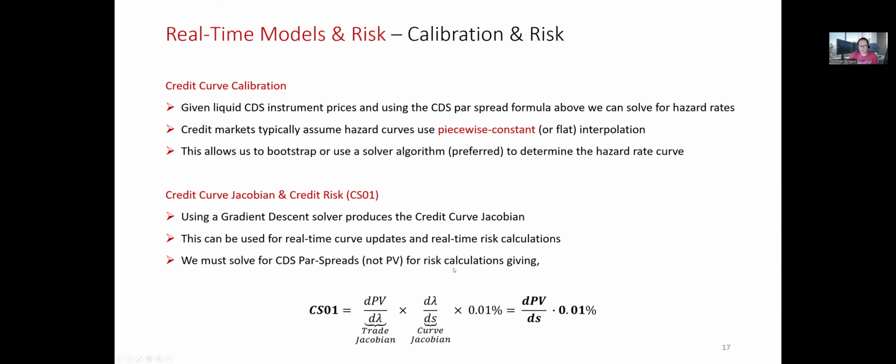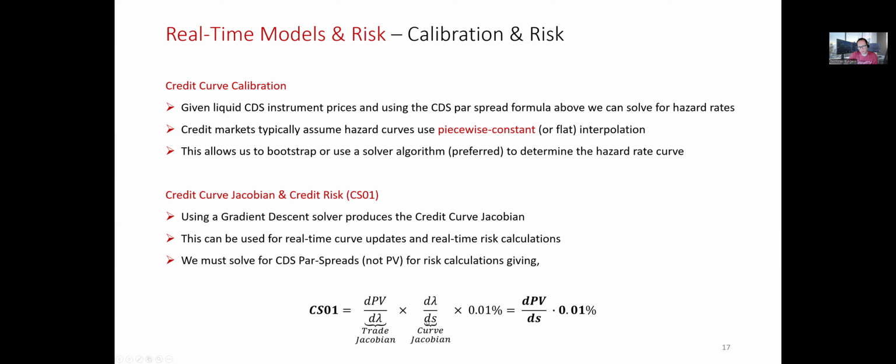for risk calculations. And so if you look at the credit spread delta, or CS01, the trade Jacobian, which you're going to look at next, will give us the change in PV for a change in hazard rate, lambda. We multiply that by the curve Jacobian, which is d lambda dS. This is an inverse Jacobian, and that's the change in hazard rates for changing par spreads. And what you see is these two lambdas are going to cancel out, and that will leave you with the change in PV for a change in par spread, and you multiply that by 1 basis point.